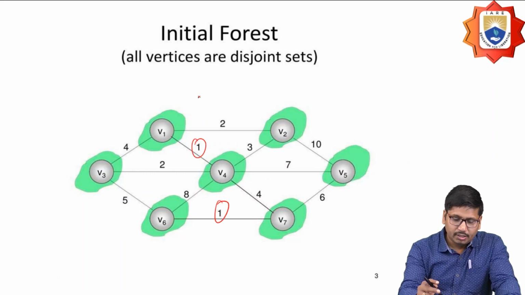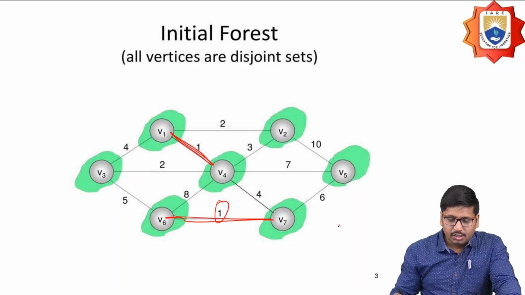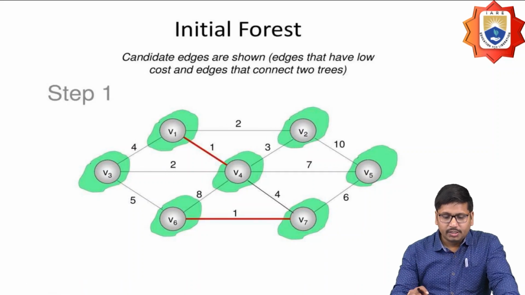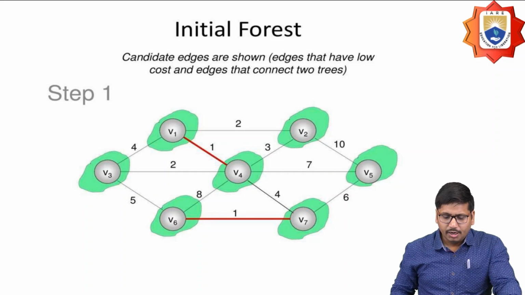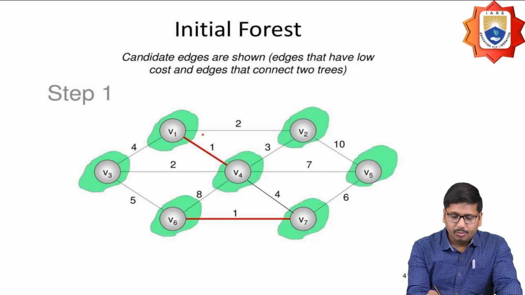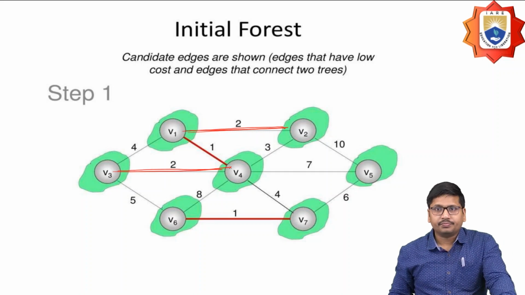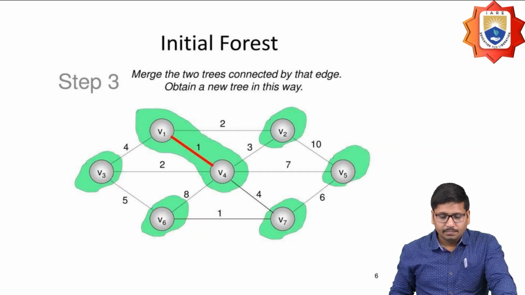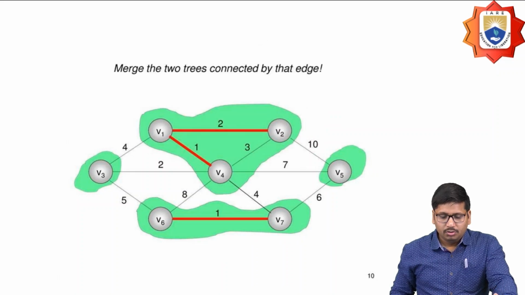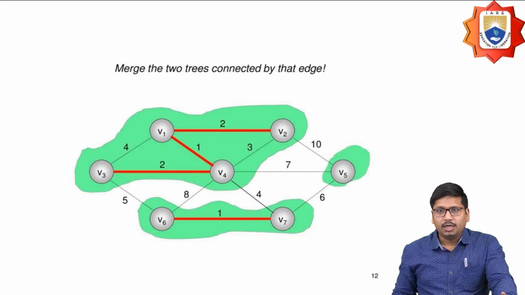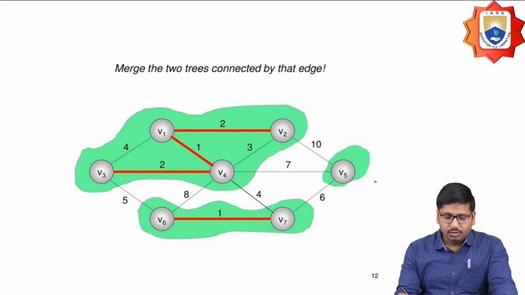So I'm going to select the edges V1 and V4, and V6 and V7. These two are selected first since both these edges have the minimum weight. And next, the next minimum weight is 2, so I'm selecting this 2 and this 2. Once these are selected, next I have to consider 3, which is the next minimum weight.